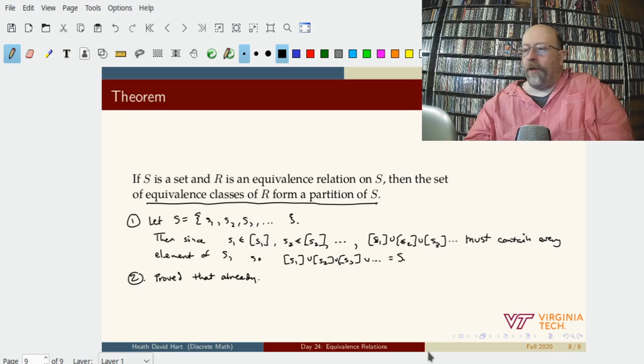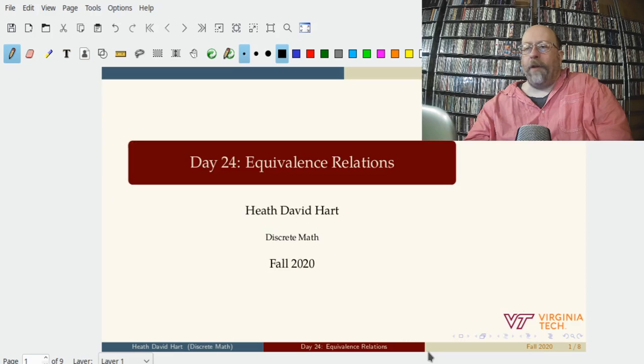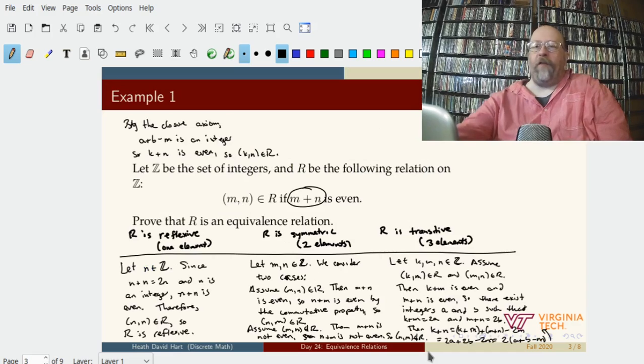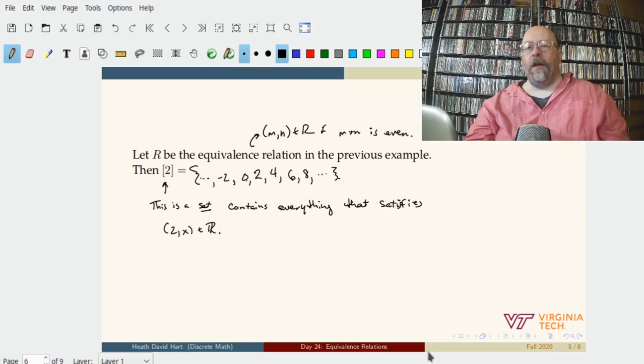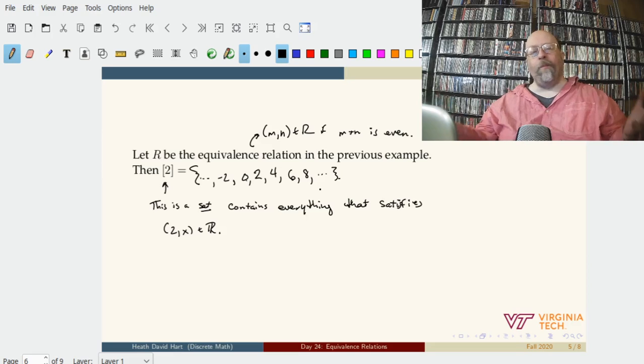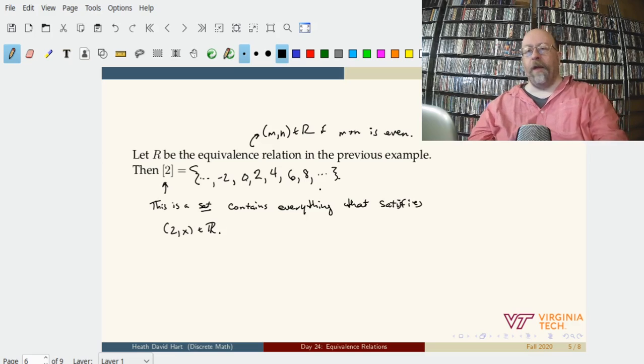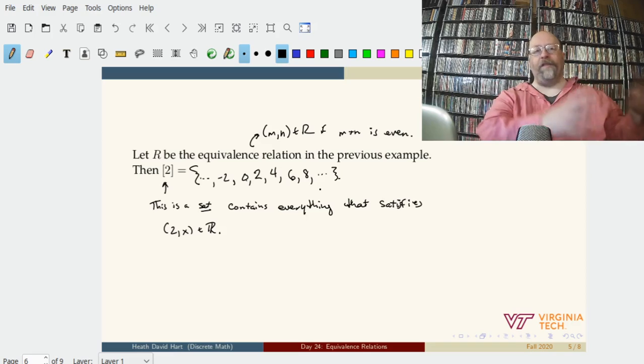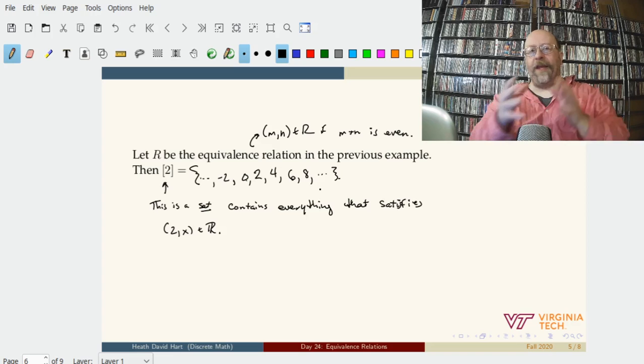So I want to back up for a moment, and we'll wrap up in a moment. We talked about this equivalence relation at the very beginning of class, that M plus N is even was the relation. We proved it was an equivalence relation. We saw that the equivalence class of 2 was the set of even numbers. The other equivalence class is the set of odd numbers. Every integer is either even or odd, and so these two equivalence classes include every integer collectively, but their intersections are empty. There is no element that's in both of the equivalence classes. This is an example of what this theorem is saying: once you have an equivalence relation, the equivalence classes themselves form distinct sets, don't overlap, but their collection turns out to be the original set.